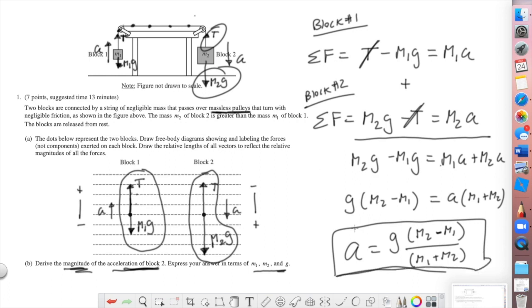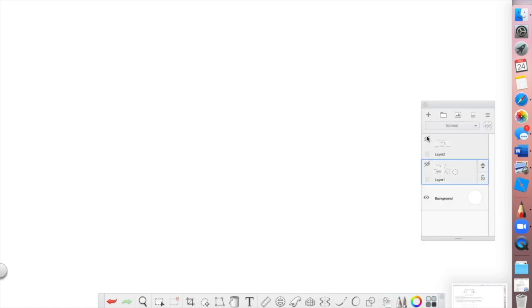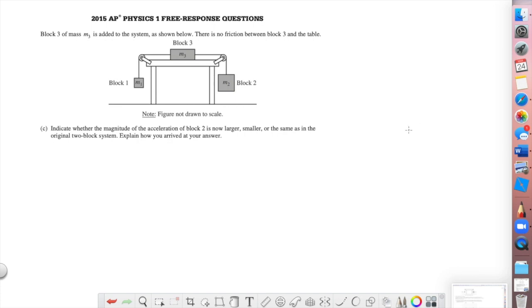All right, the third part. Let's see here. So we're going to hide this. Okay, so the third question here. So now they add a third block. And again, the pulleys are massless. However, the tension in this rope and the tension in that rope are no longer the same, and the reason why is because if you look at block number 3, which way is block number 3 going to accelerate? Well, there's no friction between block 3 and the table, so block 3 is going to move.